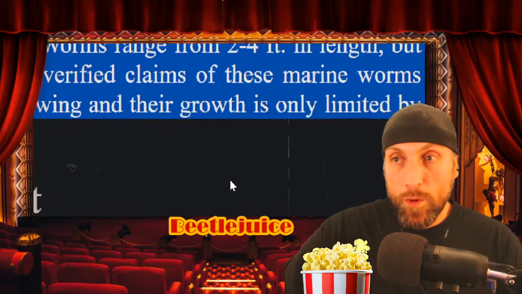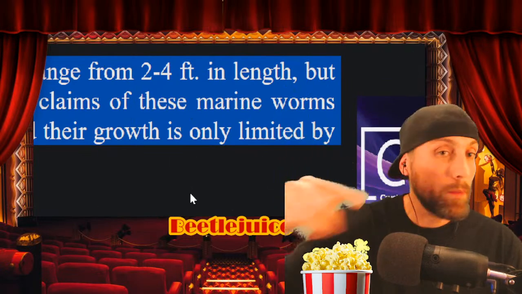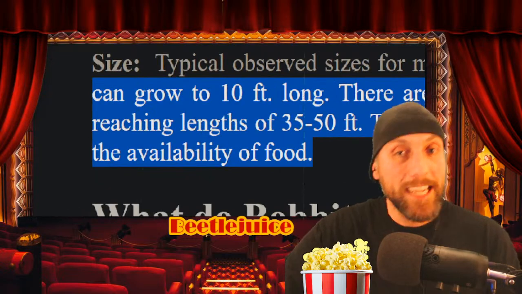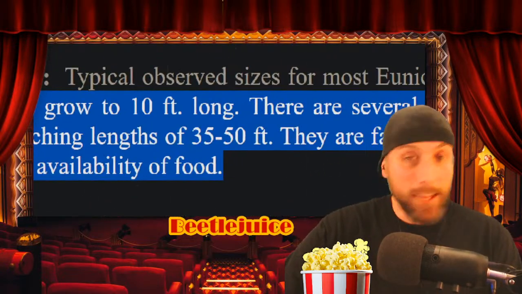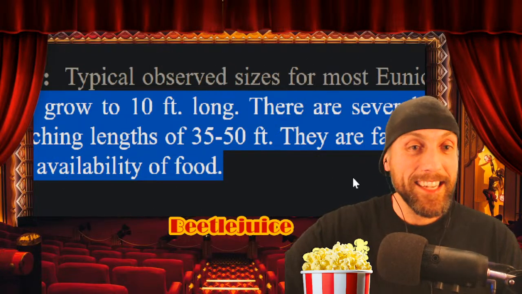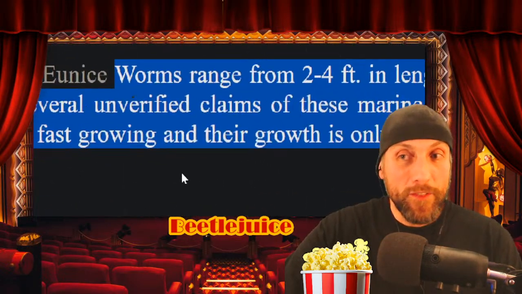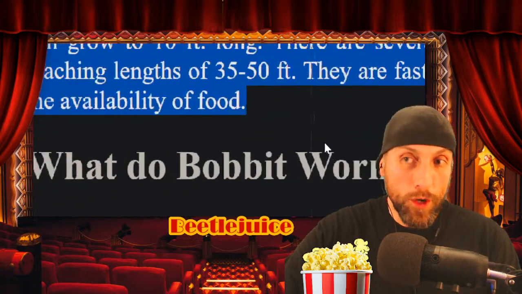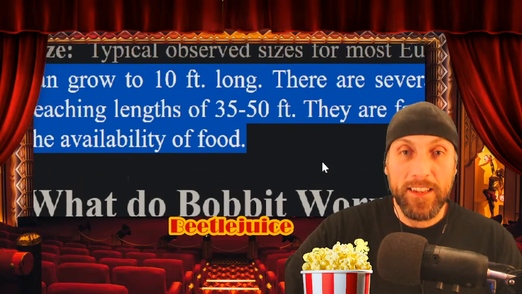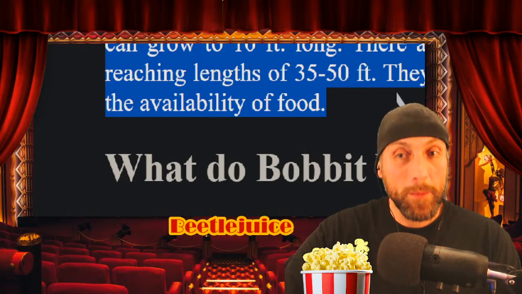It says these worms range from 2 to 4 feet in length. That is in the modern world, before any other changes to our environment to add to their gigantism. However, they can grow up to 10 feet long. In the modern world, those deadly looking nasty worm things can be 10 feet long, right? But there are several unverified claims that these marine worms can reach lengths between 35 and 50 feet long. They are fast growing, and their growth depends upon the availability of food.